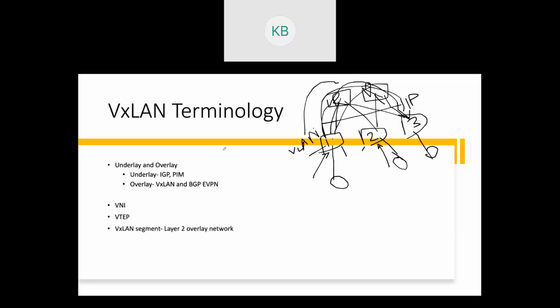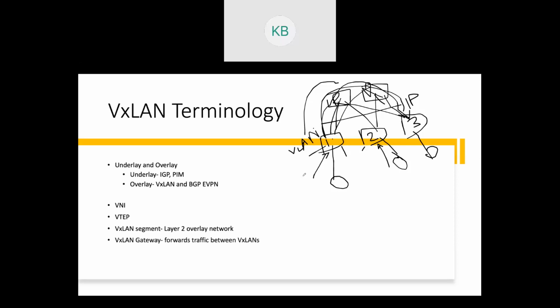VxLAN segments a layer 2 overlay network. In the VNI, we can separate the broadcast domain. One VNI is one broadcast domain. There is no VLAN number there. We will take a look at how to configure that and how a VLAN 10 client in switch number 1, VTEP 1, can talk to another VLAN 10 client in switch number 2. We will take a look at that.